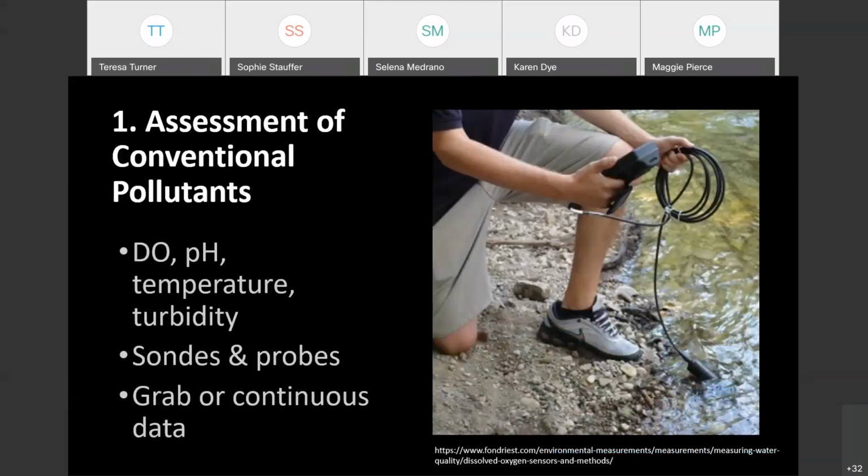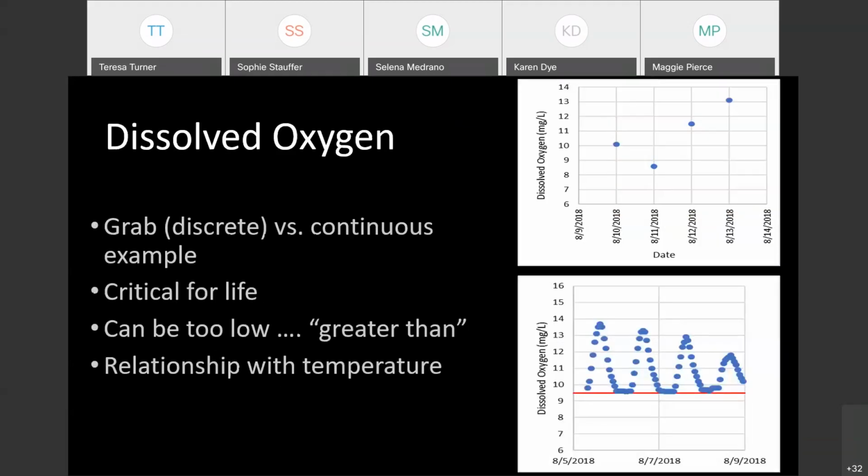So first we'll talk some about assessment of conventional pollutants. The Clean Water Act actually defines conventional pollutants. That's where this kind of odd term came from. I just think of them as things that you measure with a sonde or a probe. And I think the most notable thing about conventional pollutants, at least from a data collection standpoint, is that they can be either grab or continuous data. And having either grab or continuous data, you might want to have an assessment methodology to address both situations.